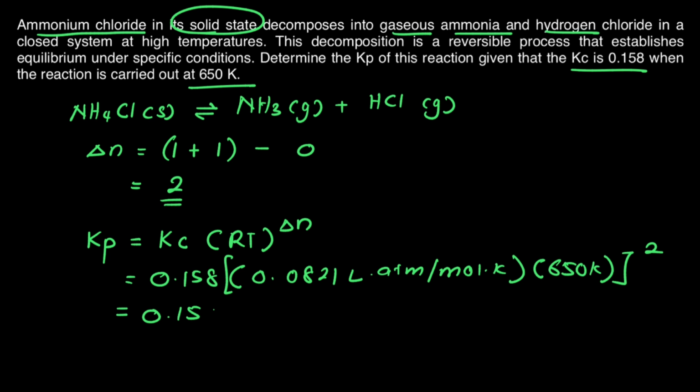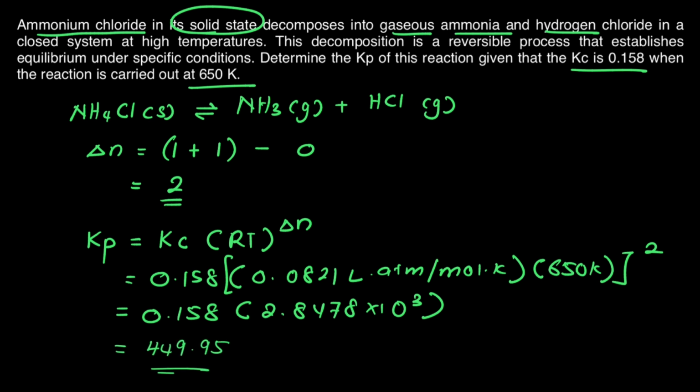So you just have to plug in these values in your calculator. You should get 2.8478 times 10 to the power of 3. So at the end you should be able to get your Kp is equivalent to 449.95. So basically your Kp and Kc will not have any units, so you can leave this as it is. So this is the final answer for this question.